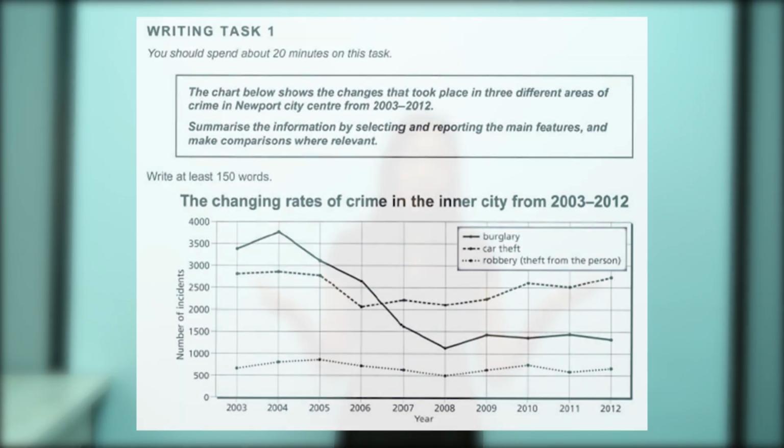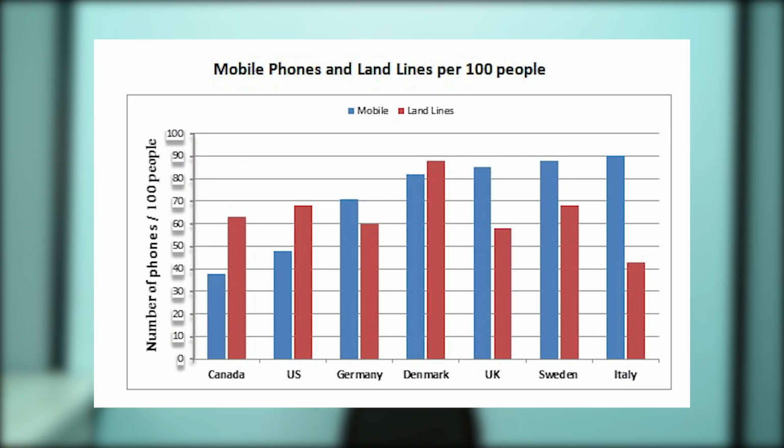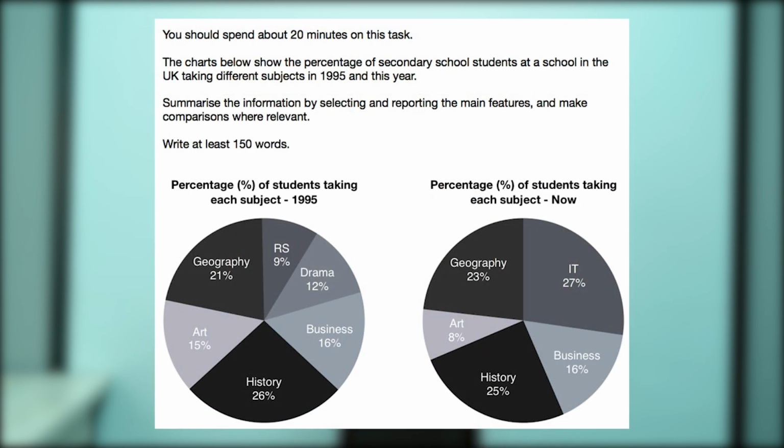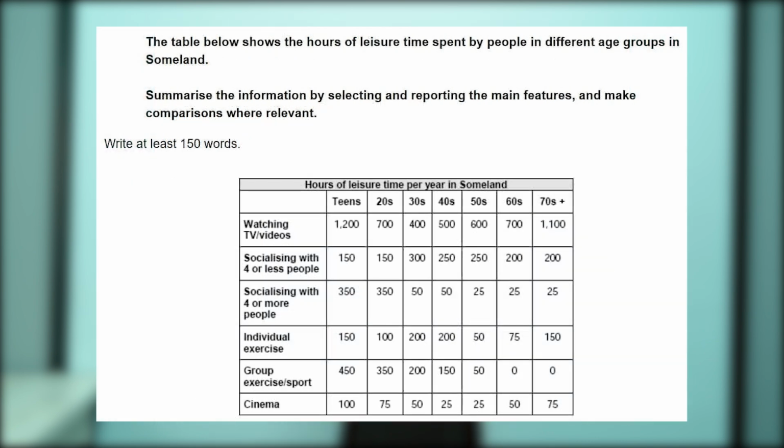So I will show you different examples. You can see here, this one is a line graph, this one is a bar graph, this one is a pie chart, this one is a table. And we have two additional types of questions. They are map and process. Map and process will be explained in the next lesson, in the second lesson. So for today, you should know 4 main types of questions.